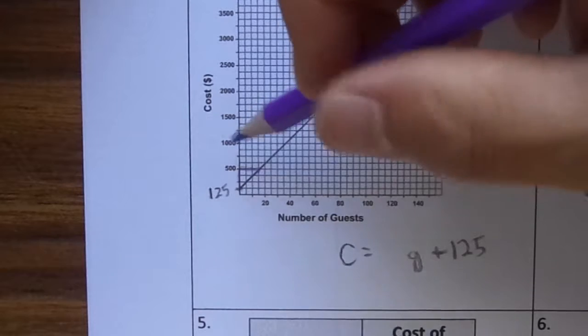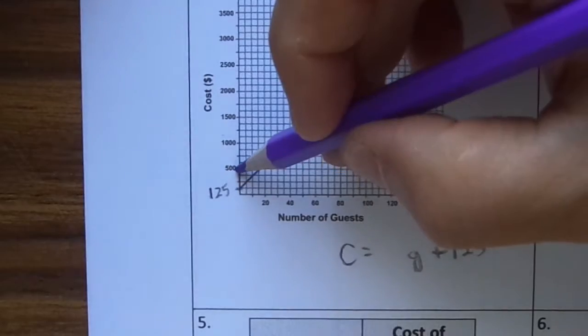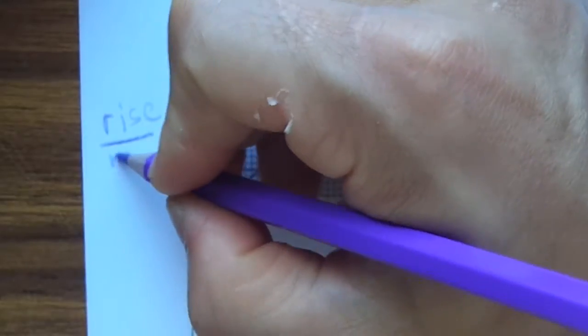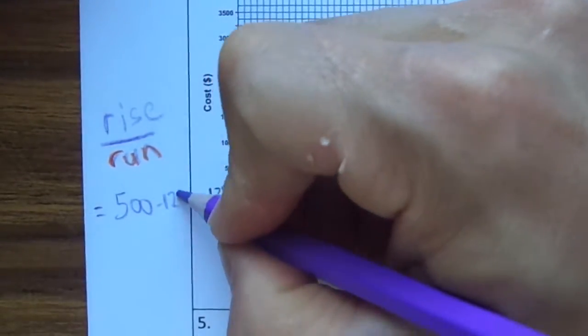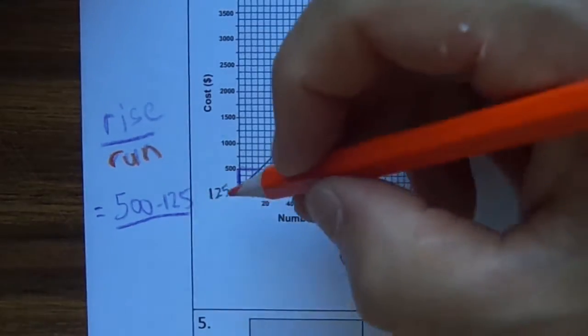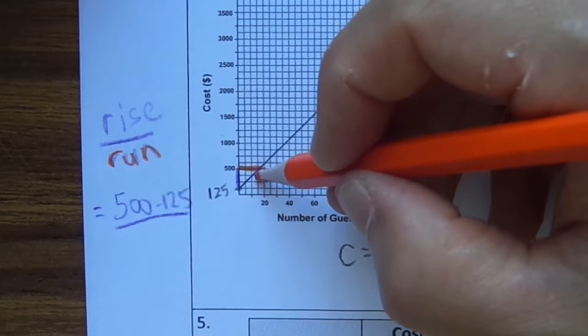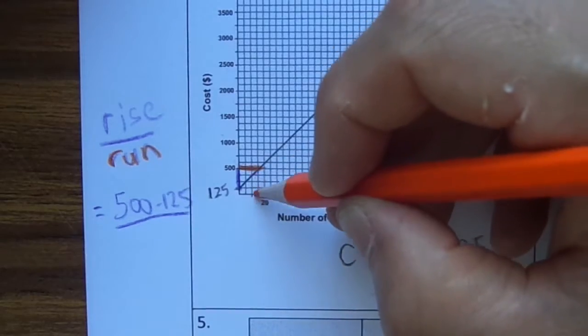Again, it's rise over run, right? When I talk about rise, I'm talking about the y-axis. Let's use orange for run. The rise would be this section here, so that's 500 minus 125 over, what's the run? If that's 20, then that must be 15: 5, 10, 15, 20. So that'd be 15 minus 0.